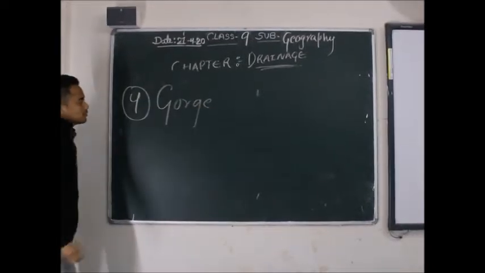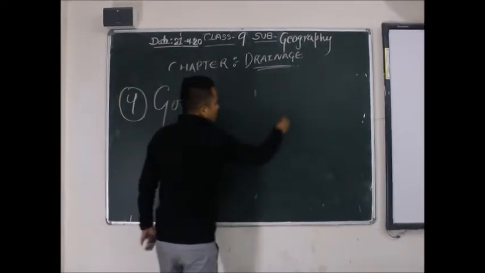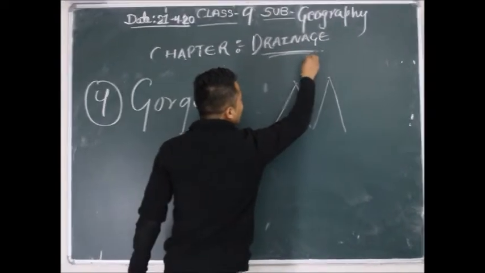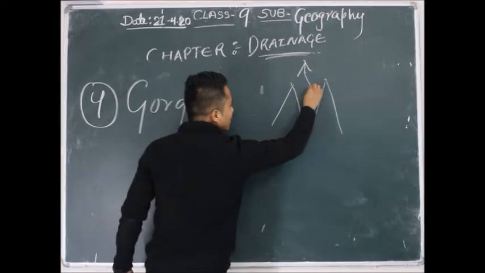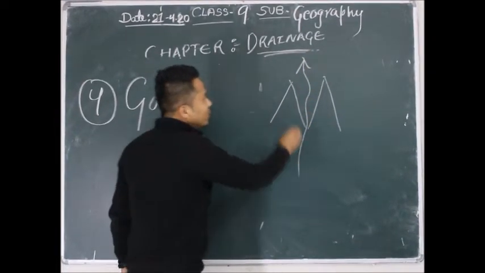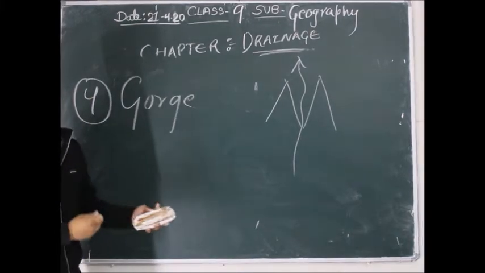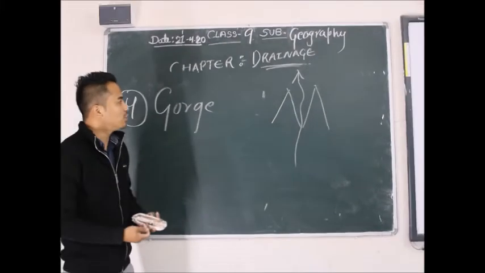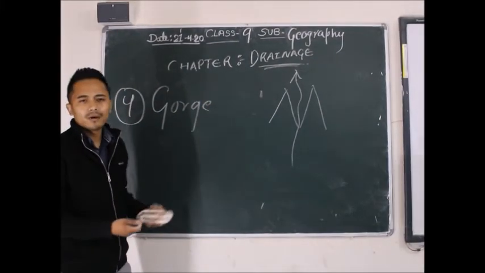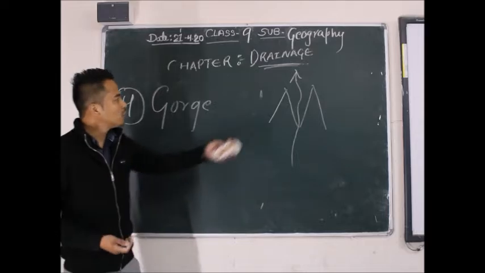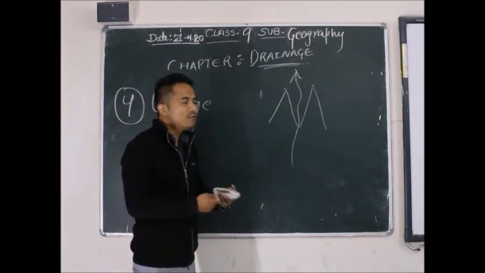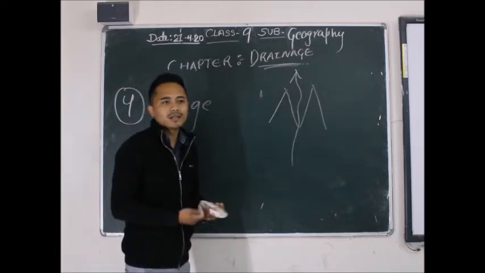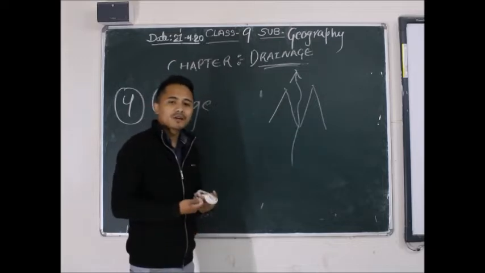G-O-R-G-E, gorge. Okay, what is a gorge? Again, the same thing. These are the mountains. From here, from the glaciers, the river starts. And you all know, when the river is in its first phase, when the river is a youth, when it flows from the glacier, it is like us. When we are youth, we are full of energy, yes or no? We are energetic. Likewise, those rivers are also very energetic. In that manner, the speed of the river is very high.